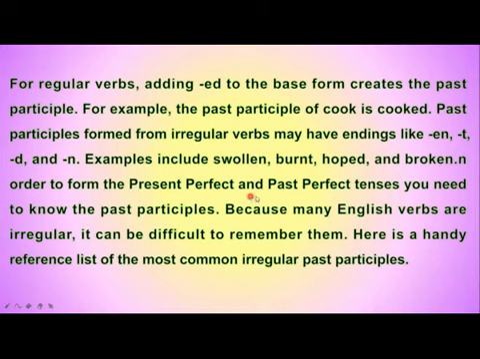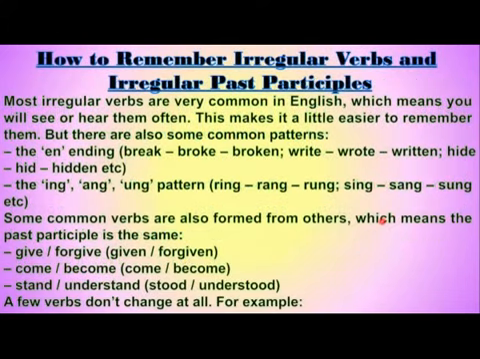In order to form the present perfect and past perfect tenses, you need to know the past participles because many English verbs are irregular. It can be difficult to remember them. Here is a handy reference list of the most common irregular past participles. How to remember irregular verbs and irregular past participles. Most irregular verbs are very common in English, which means you will see or hear them often. This makes it a little easier to remember them, but there are also some common patterns.